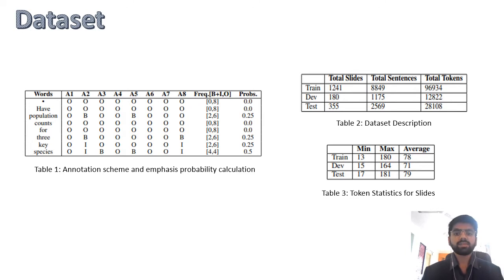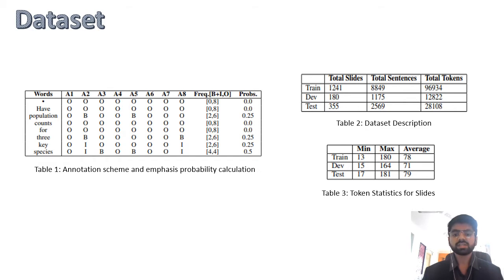The dataset primarily had instances of slides, which in turn had a number of sentences in them, which in turn had a number of tokens in them. In table 2, we can see quick statistics as to what were the total number of slides in the train, dev, and test sets, the total number of sentences, and the total number of tokens in the train, dev, and test sets.